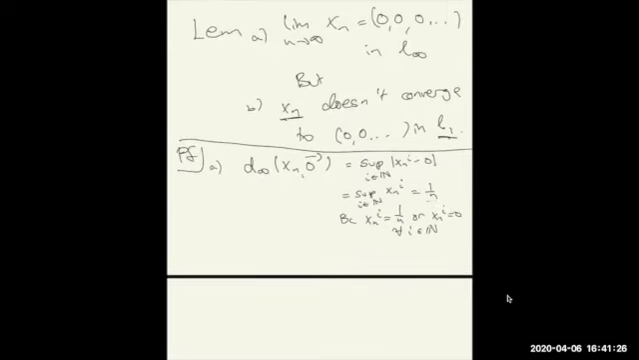So we get the supremum is 1 over n, and therefore the limit as n goes to infinity of the distance between the sequence x^n and the 0 sequence is equal to the limit as n goes to infinity of 1 over n, and this we know to be equal to 0. We're done. By definition, if the distance converges to 0, the sequence converges. So the limit as n goes to infinity of x^n is equal to the 0 sequence.